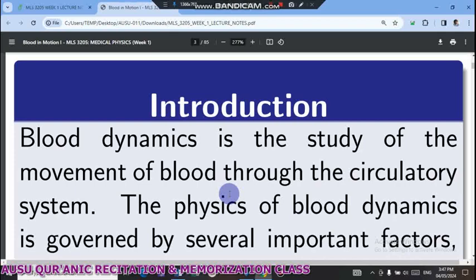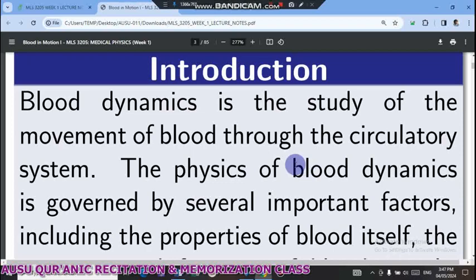Now, as an introduction, we explain blood dynamics. Blood dynamics is the study of the movement of blood through the circulatory system. And as I mentioned earlier, in dynamics, we are concerned about the forces causing the motion and, of course, the pressure exerted by the blood on the wall of arteries and veins as it flows through them.